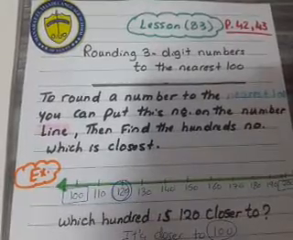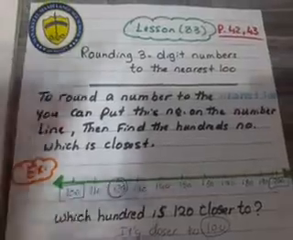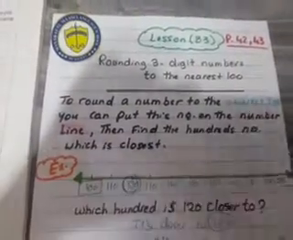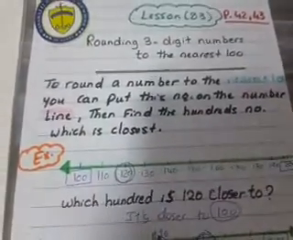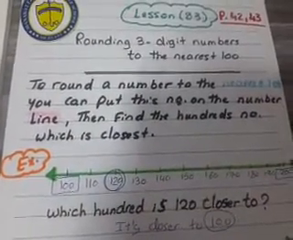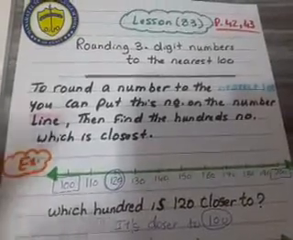It's a little bit like rounding 2-digit numbers, but here we have 3-digit numbers to the nearest hundred instead of tens. Okay, to round a number to the nearest hundred, you can put this number on the number line, then find the hundred which is closest to it.